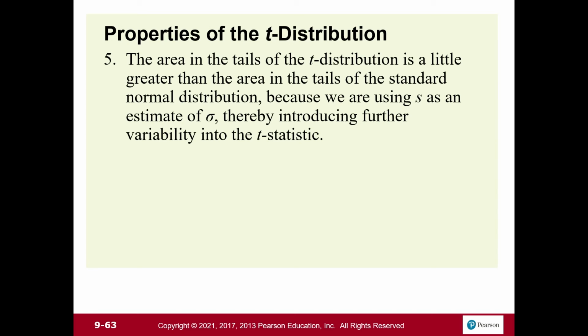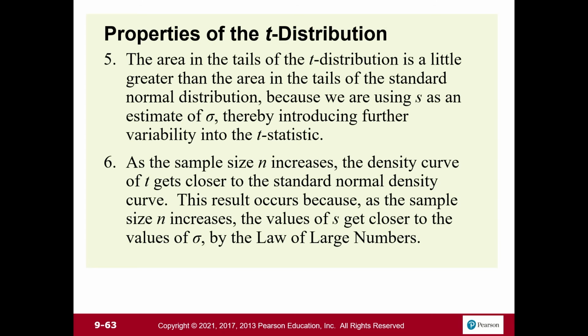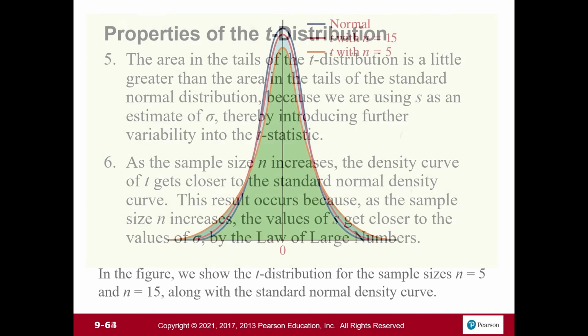5. The area in the tails of the t-distribution is a little greater than the area in the tails of the standard normal distribution because we are using s as an estimate of sigma, thereby introducing further variability into the test statistic. As the sample size n increases, the density curve of t gets closer to the standard normal density curve. This result occurs because as the sample size n increases, the values of s get closer to the values of sigma by the law of large numbers.